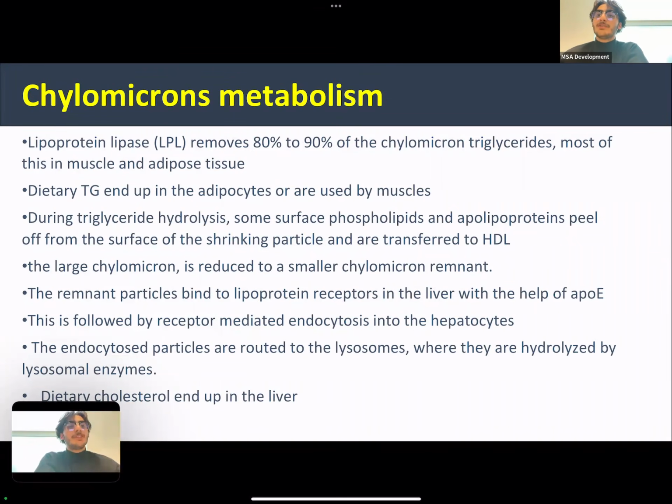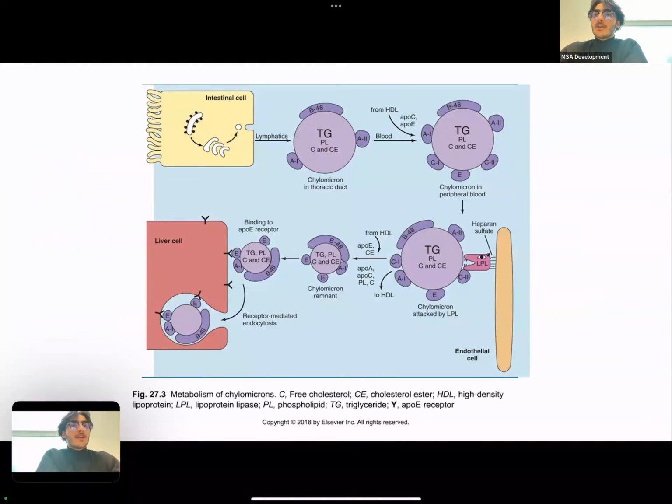Lipoprotein lipase removes 80-90% of the triglycerides. And everything we talked about previously is summarized in the slide. So let's go through everything again.